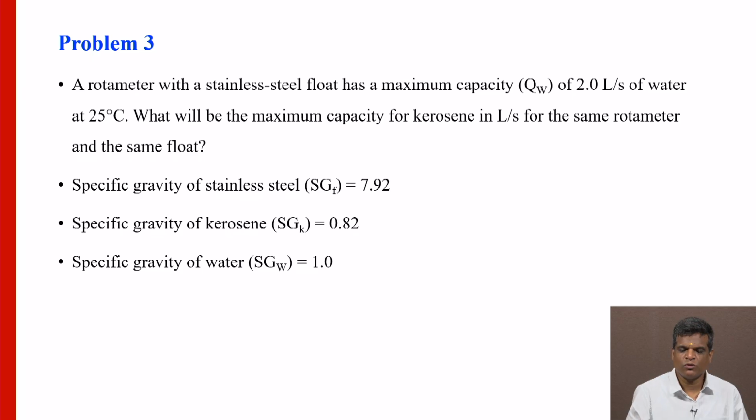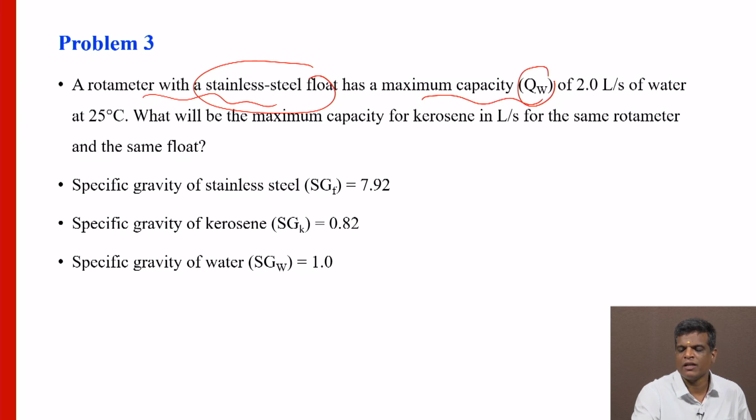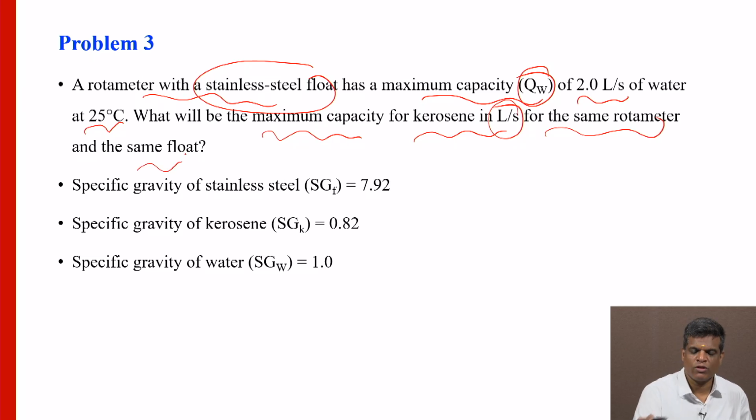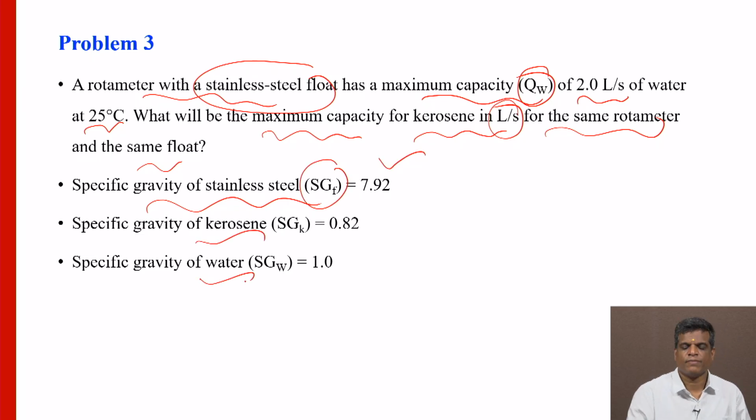So, we will discuss the problems to understand; it is very easy. A rotameter with a stainless steel float has a maximum capacity of Qw of 2 liters per second at 25 degrees. What is the maximum capacity for kerosene, in liters per second, for the same rotameter and the same float? The rotameter is the same, the float is also the same. The specific gravity of stainless steel, SGf, is 7.92, and the specific gravities of kerosene and water are given.